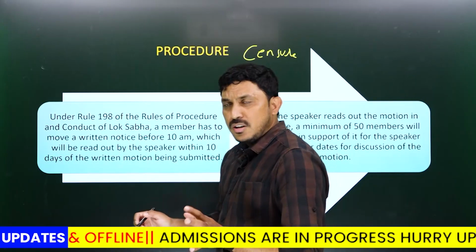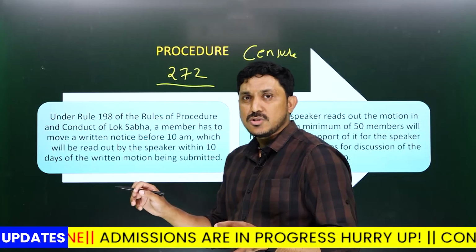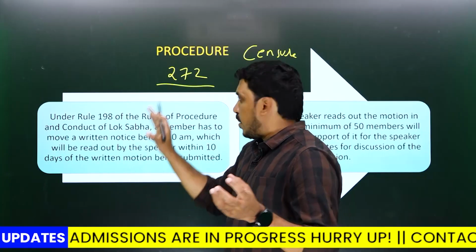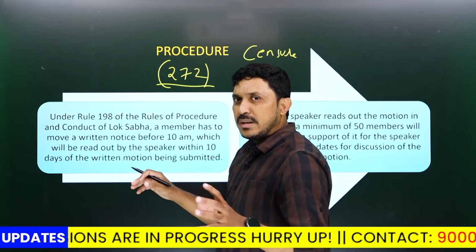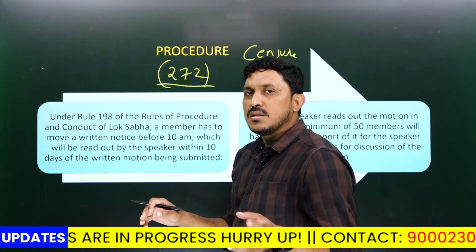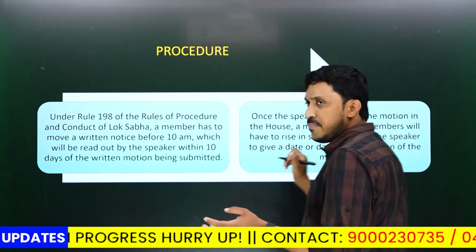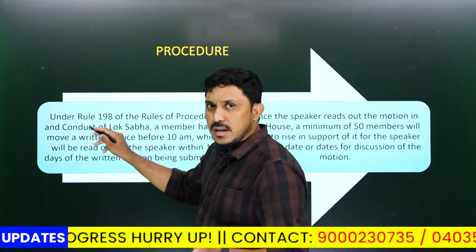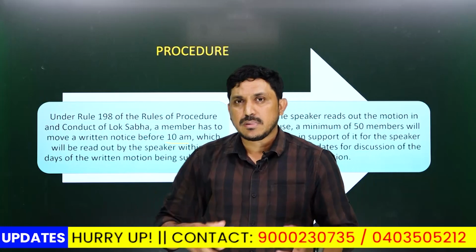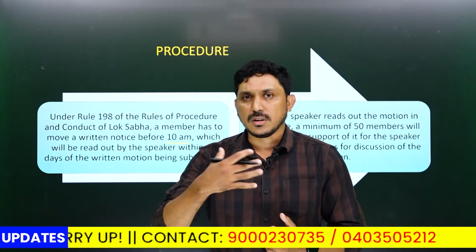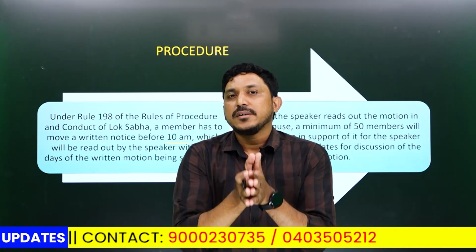As we know, in India in general, 272 is considered the majority mark. So at least 272 members, or the support of 272 MPs, have to be there to survive this no trust vote. By the way, a no confidence motion is also called a no trust vote, or trust vote in the basic sense. The rule is Rule 198 of the Lok Sabha, and before 10 AM, that means if you want to initiate this motion, before 10 AM you have to submit this particular letter.